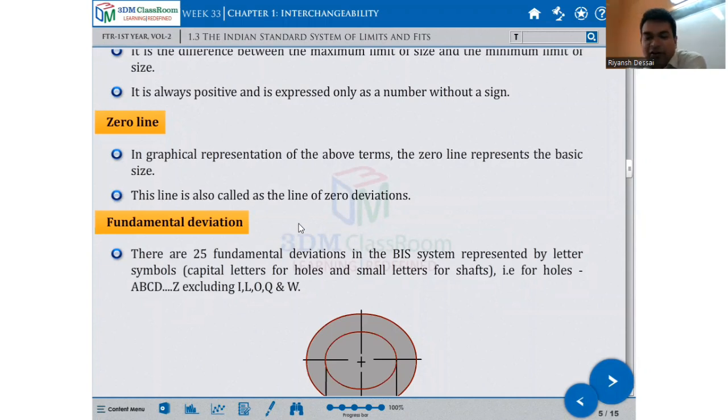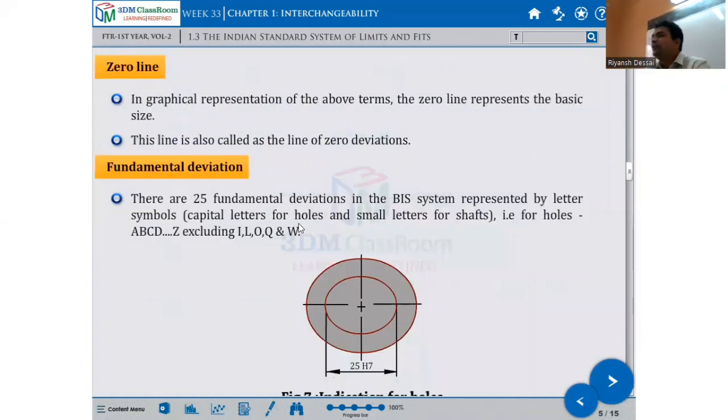So now this fundamental deviation, what is the fundamental deviation? As per the Bureau of Indian Standards, we have certain fundamental deviations, and that is how many? See, there are 25 fundamental deviations in the BIS system represented by letter symbols, capital letters for the hole and small letters for the shaft. That is, for the hole A, B, C, D to Z.